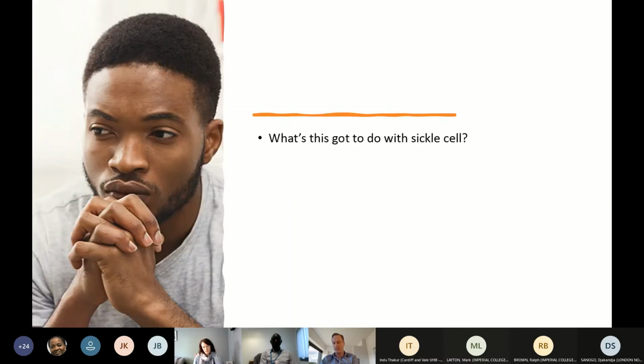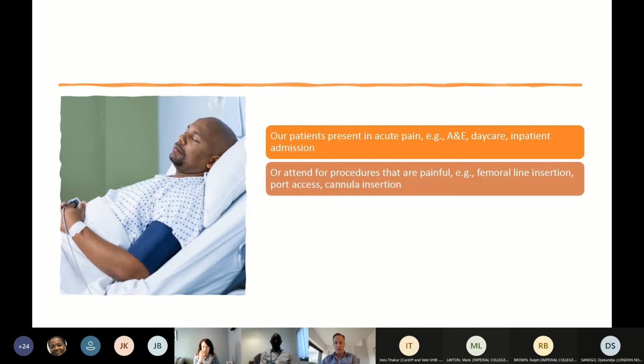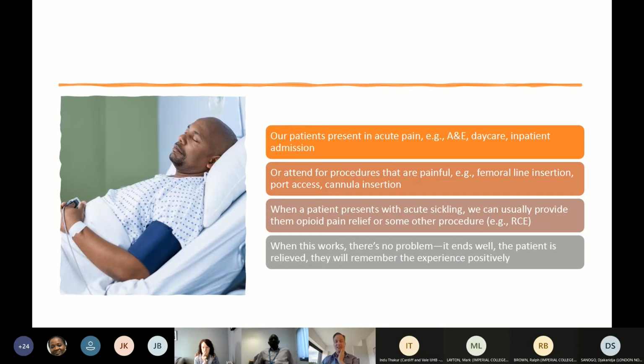Okay, so what's any of this got to do with sickle cell? Well, we have patients who come to us in acute pain. They may attend A&E or a pain day service, or they may get admitted acutely as inpatients. They may attend for procedures that are also painful. When patients attend with acute sickling, often we can provide them with opioid pain relief and a la the NICE guidelines. And when that works, there's no problem. That fits with the peak end effect. If they come in with pain and we give them pain relief and they feel better at the end, then that's great. Then they go away and they remember that experience positively. That's when everything works well.